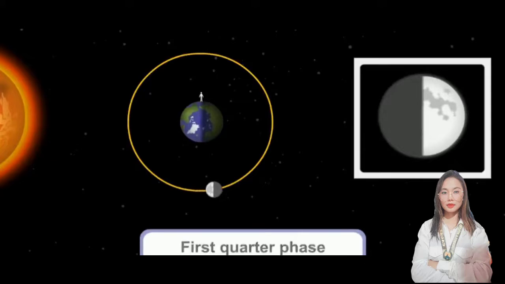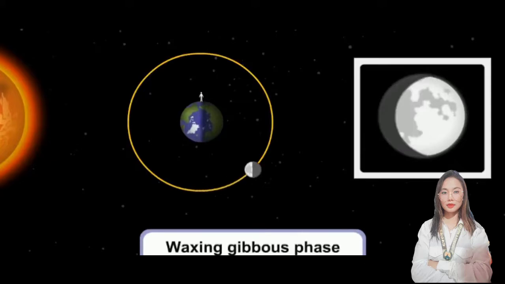In the waxing gibbous phase, more than half of the moon appears lit by the sun. When you see a waxing gibbous moon, you know that a full moon is just a few days out.